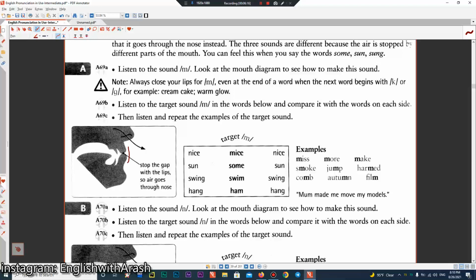So your lips are closed here, and you let the air out of your nose. So let me see if I can play the CD for you. Listen to the sound and look at the mouth diagram.